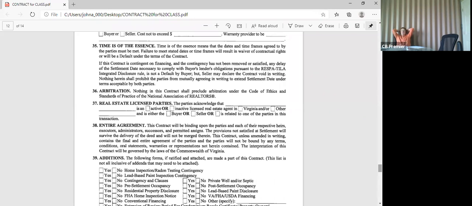If this contract is contingent on financing and the contingency has not been removed or satisfied, any delay of the settlement date necessary to comply with the buyer's lender's obligations under RESPA disclosure is not a default by the buyer. In other words, if they do not get their financing when they said they were going to, it's not a default on them, okay? But the seller can declare the contract void. It's not a default, but he can declare the contract void.